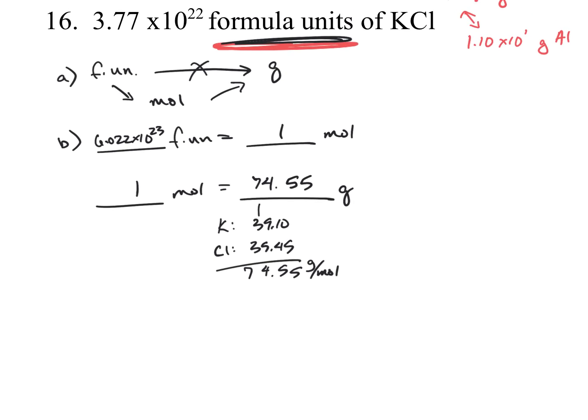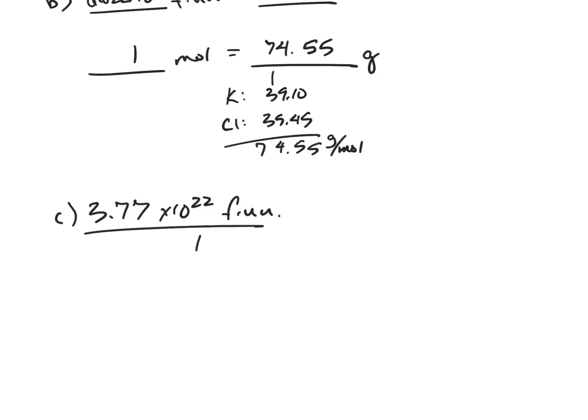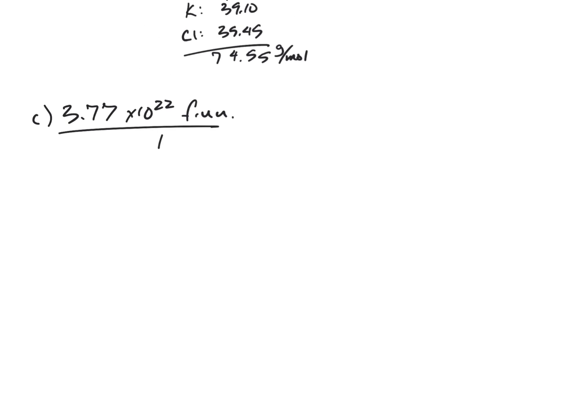Okay, so the third and final step is to set up the multiplication so that the units cancel. So 3.77 times 10 to the 22nd formula units is what we are starting with. And it is asking us to multiply to get rid of units. So we want formula units to cancel. So Avogadro's number with the big number of formula units. And then 1 mole, we already established that it is 74.55 grams.